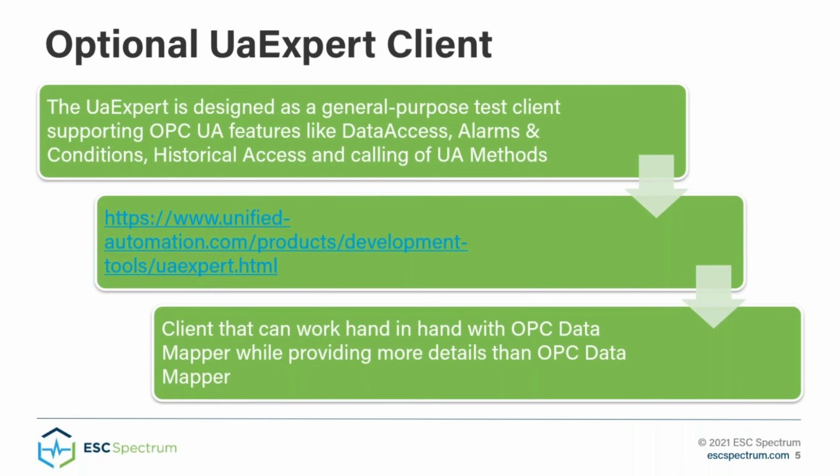So that optional UA Expert that I mentioned, it's designed as the general purpose test client supporting OPC UA features such as data access, alarms and conditions, historical access, and calling of UA methods. You can access it via this URL, which you will have access to after this webinar. And this client, at least how I use it in the field, can work hand in hand with your OPC Data Mapper, kind of just cross-reference those data parameter mappings with UA Expert and make sure that that data is mapped correctly. I think it's a good checking software. And it also provides more details than OPC Data Mapper does.